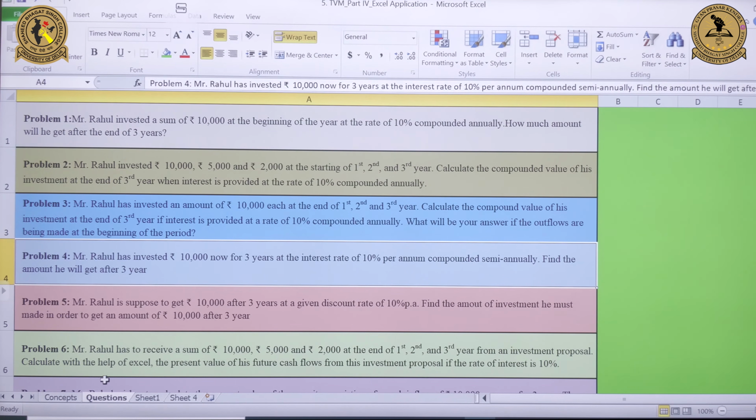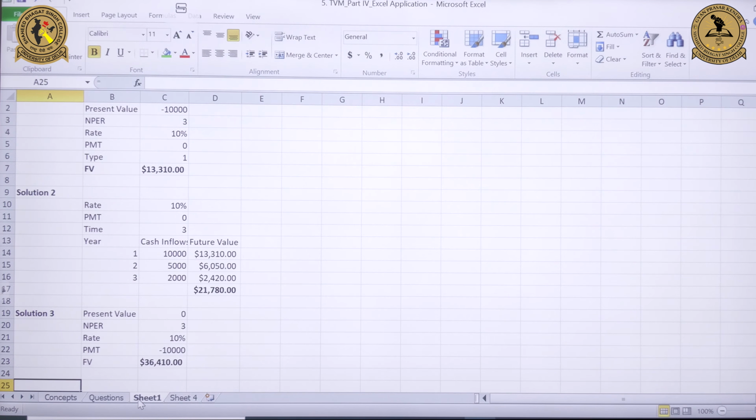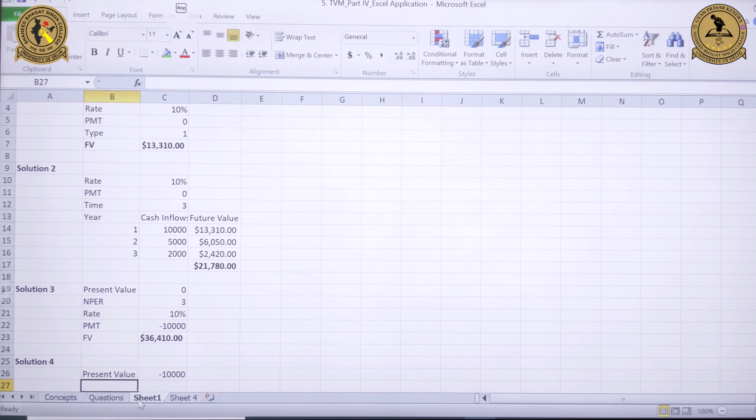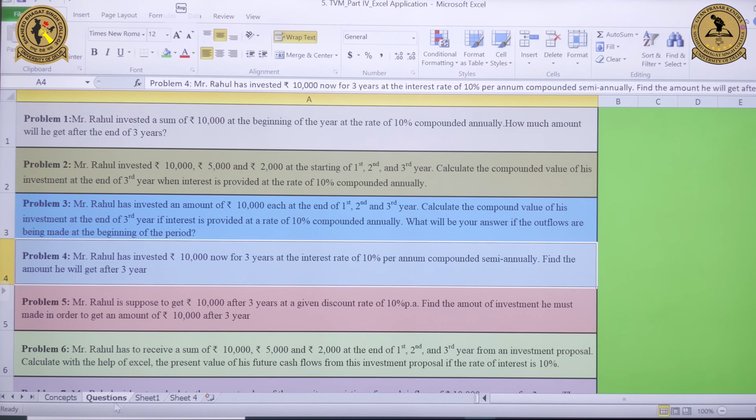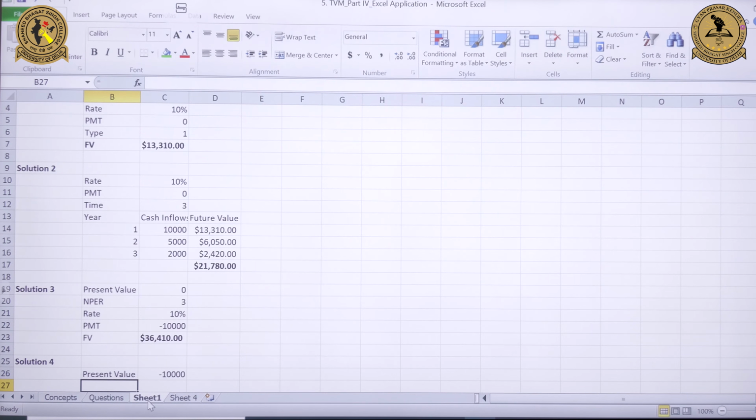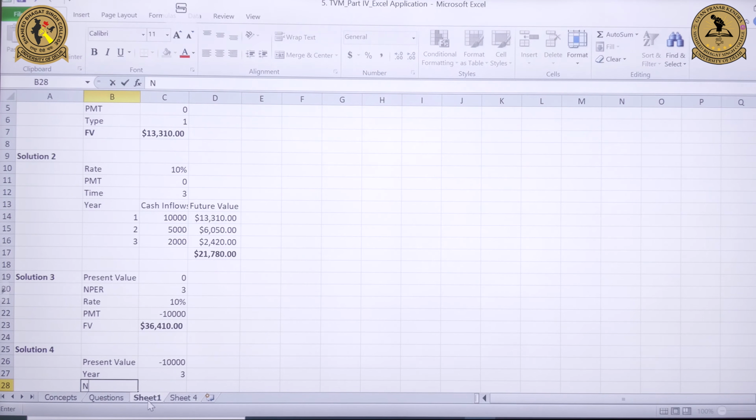What will be the impact? Because of the semi-annual payment, it will impact your interest rate as well as your time period. So this is your solution 4. Present value in this case is minus 10,000 since you are making the one-time investment. Year in this case is 3 and NPER is 6.